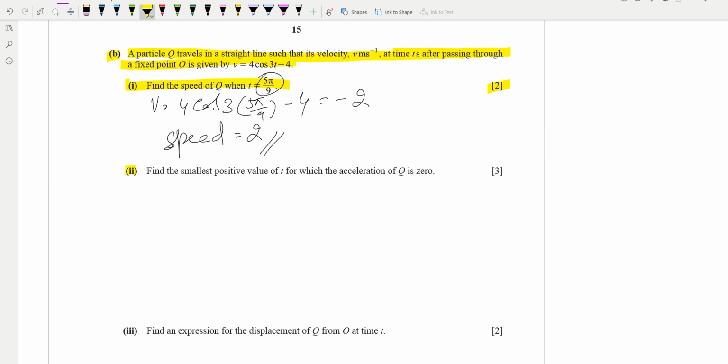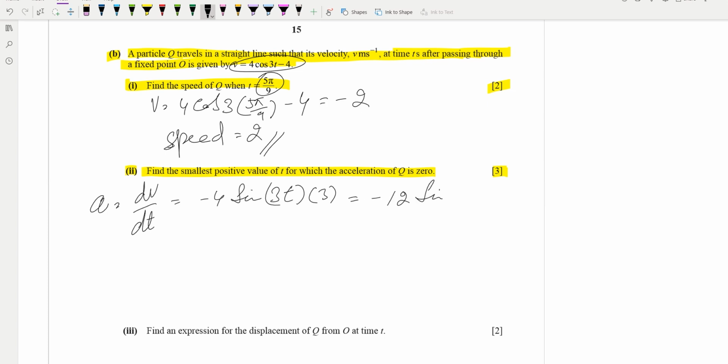Now for the second part, find the smallest possible value of t for which the acceleration of Q is 0, and this is a 3-mark question. So acceleration we know is the derivative of v with respect to time, dv over dt. If you differentiate this given equation, it will be minus sine of 3t, and the derivative of -4 will be 0, so with the derivative of 3t, which is 3, this will be equal to -12 sine of 3t. Now we know that the acceleration of Q is 0, so we can write -12 sine of 3t is equal to 0.